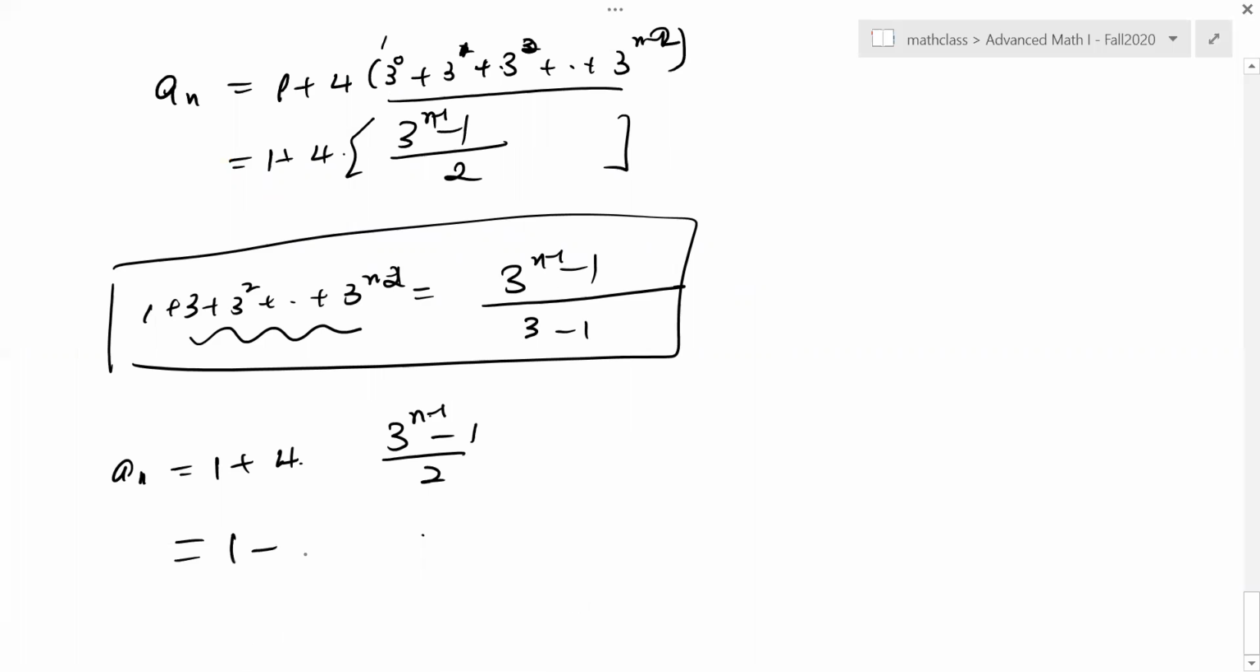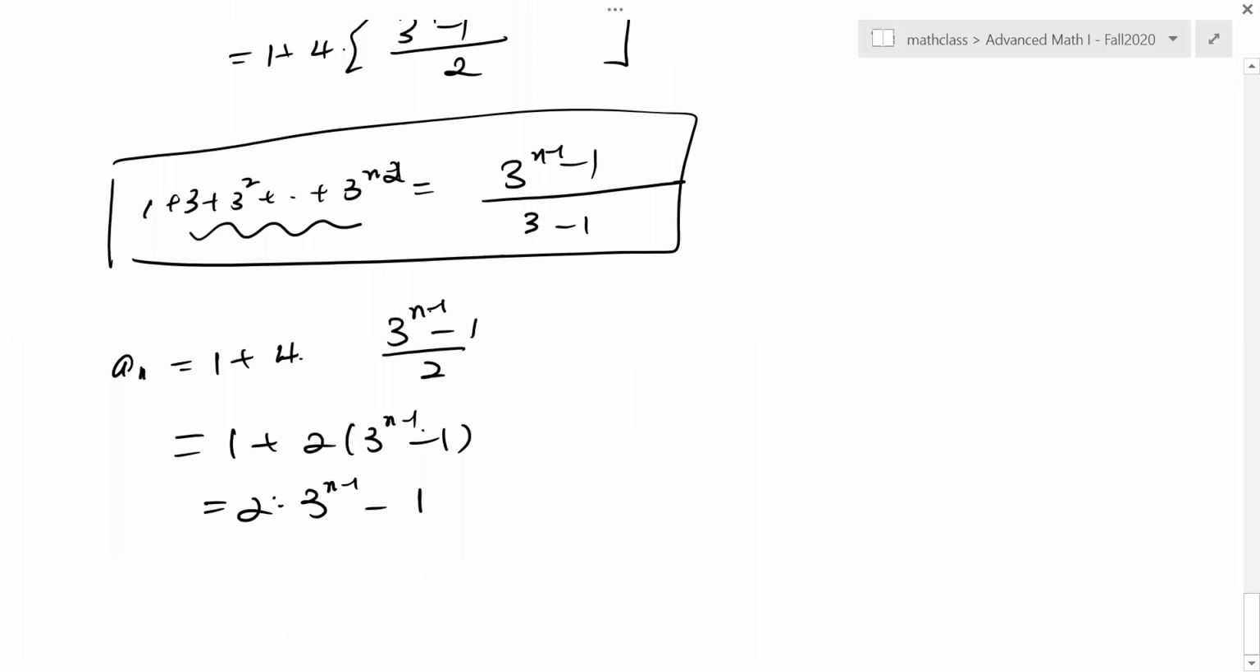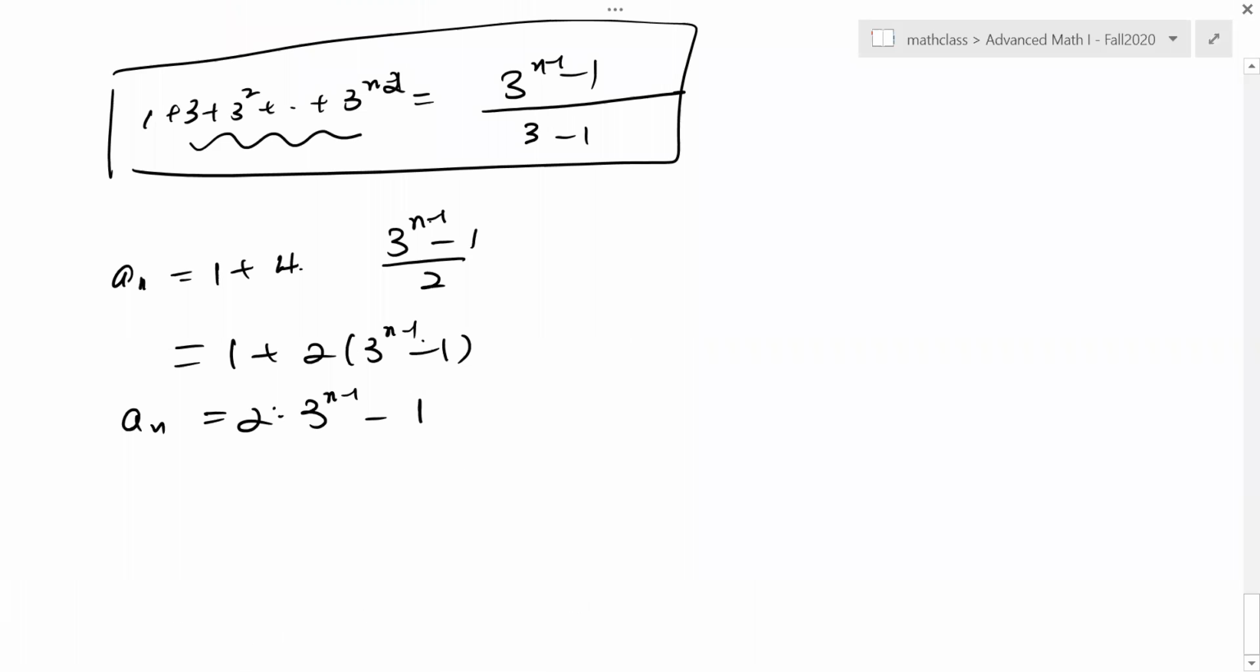Then finally, it's 1 plus 2, 3n minus 1. And if we multiply this out, 1 minus 1, and 1 minus 2 is just a minus. You double check whether this is correct or not. If you let n be 1, it's 2 times 3 to the 0 minus 1, which is 2 minus 1. So it's just 1. So that's the first term. Then you don't need to check the rest of them.